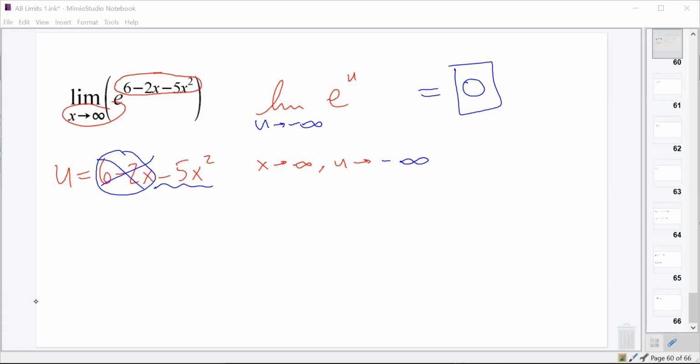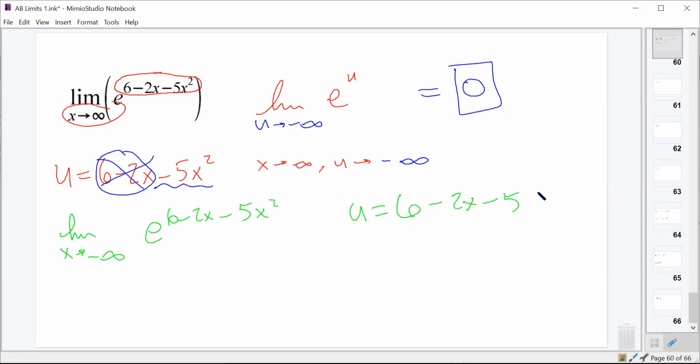Now, I don't have it up here, but what if I had made this the limit as x approaches negative infinity of e to the 6 minus 2x minus 5x squared? Couldn't we do the same thing and substitute out the 6 minus 2x minus 5x squared as a u? And what would that tell us? As x approaches negative infinity, what does u approach? Positive infinity. Are you sure?